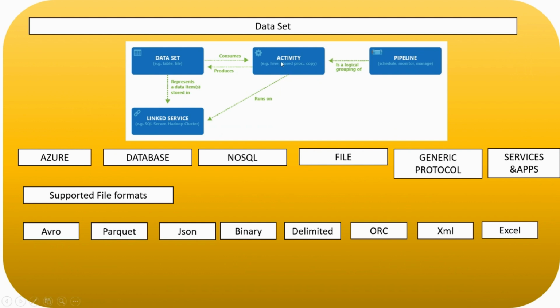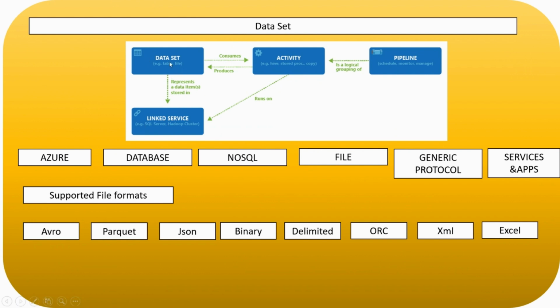So activity, as I said, is nothing but a particular task. You may have n number of activities, n number of tasks. A big task can be split up into multiple subtasks. Each subtask is called one activity. So for each and every activity, a data set is required. And for a data set, a linked service is required.